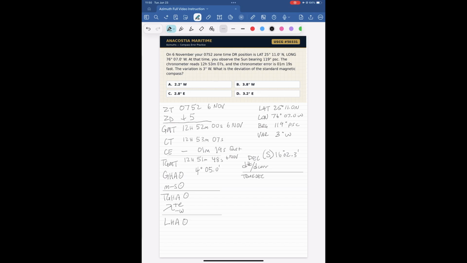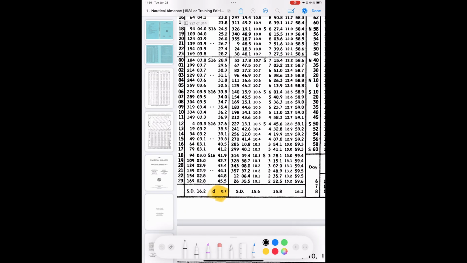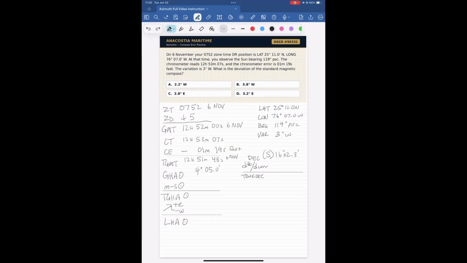Now, this D number here. What is that D number? Let me show you. The D number is located at the bottom, and that D number is 0.7. So I write it here.